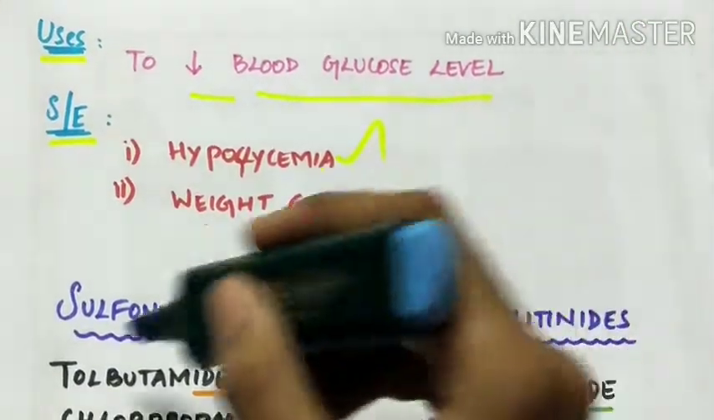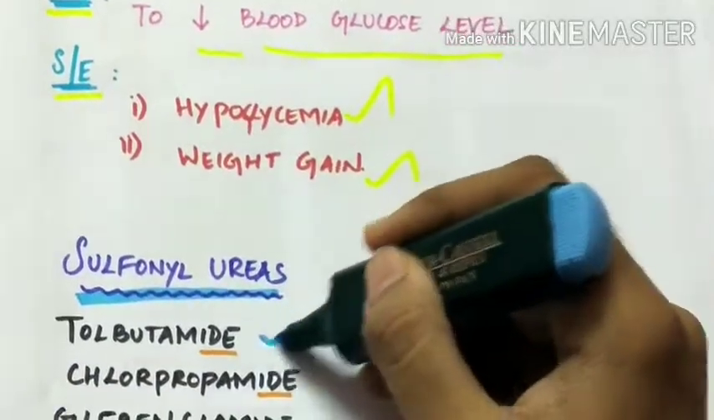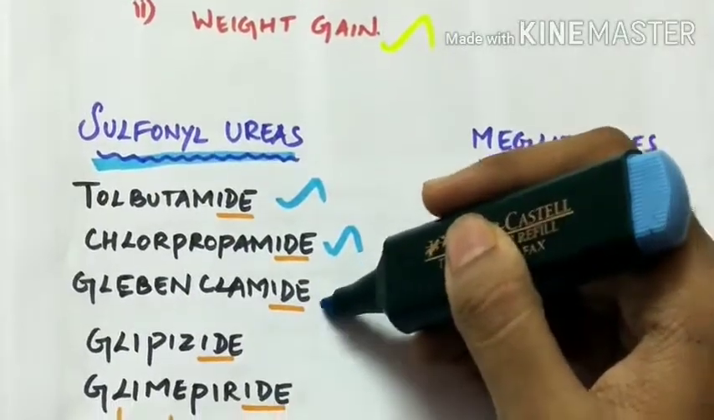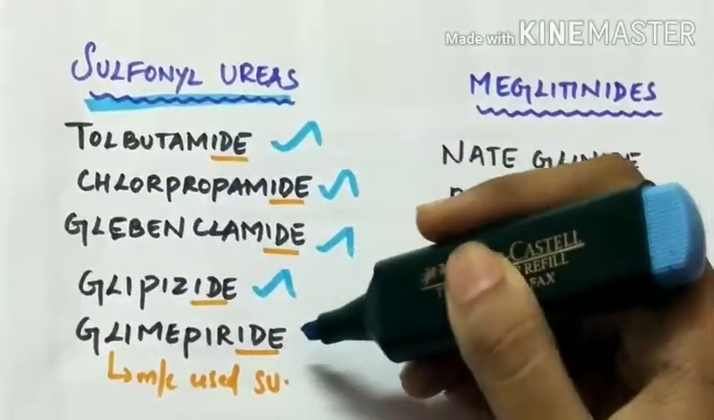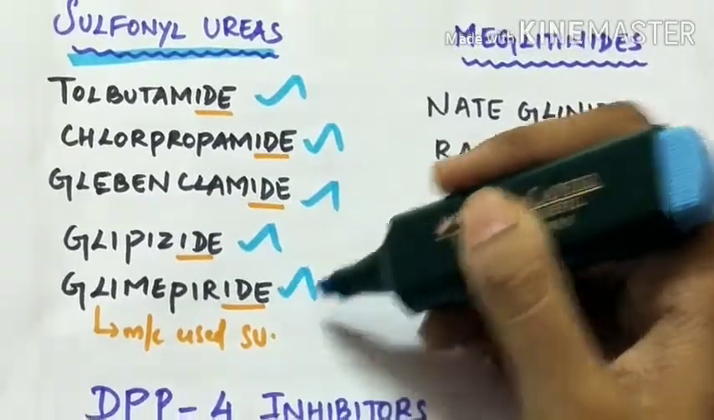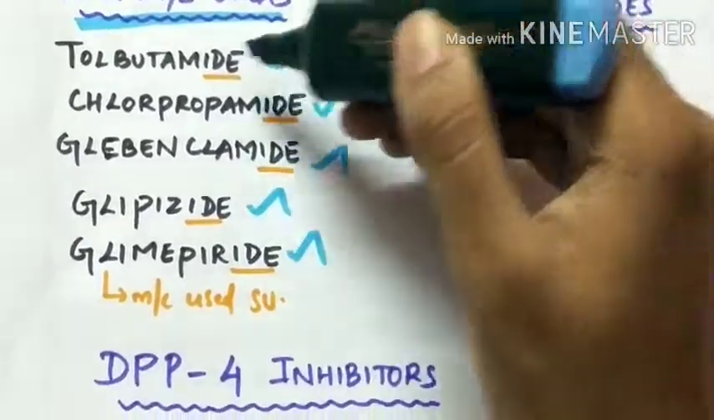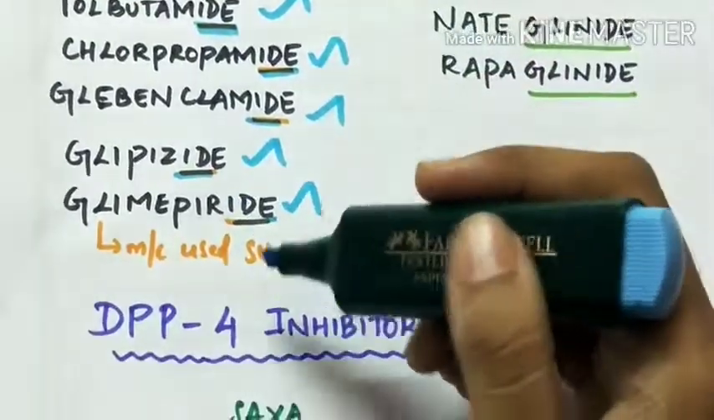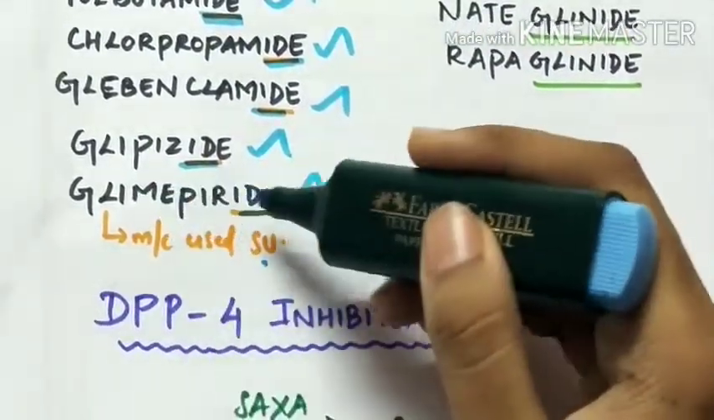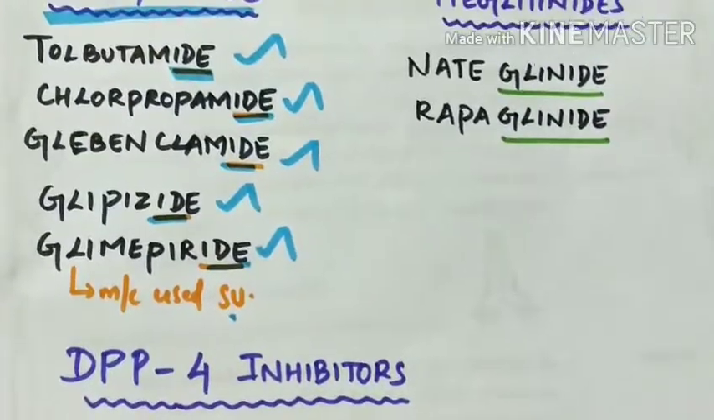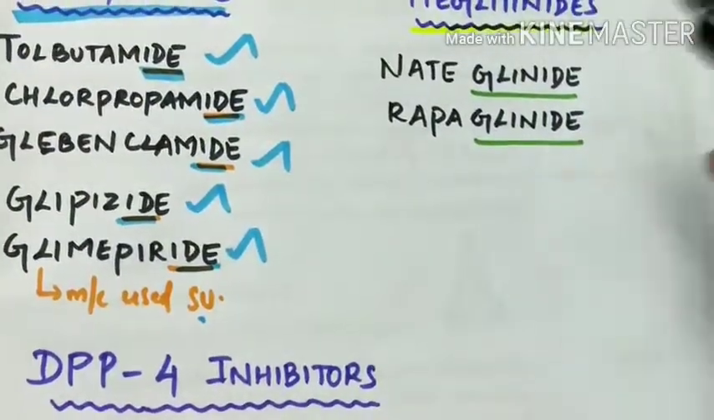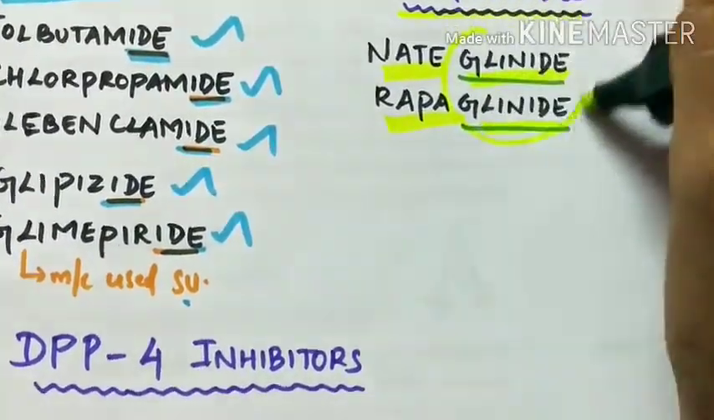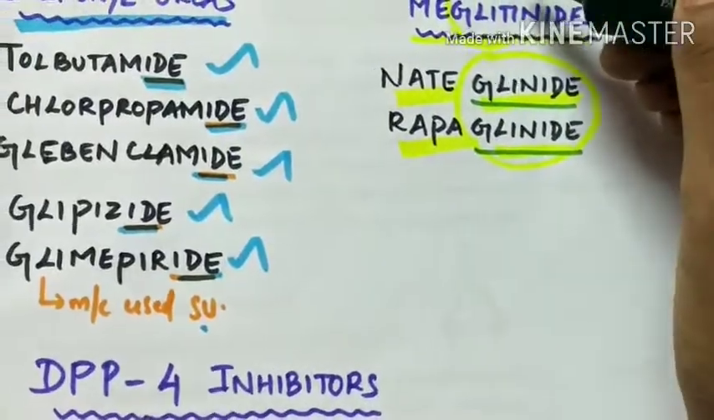Examples of the sulfonylurea group of drugs are tolbutamide, chlorpropamide, glibenclamide, glipizide and glimepiride. So all these drugs end with ide. The most commonly used sulfonylurea is glimepiride. Next, examples of meglitinides: nateglinide and repaglinide. They end with the word glinide as they are meglitinides.